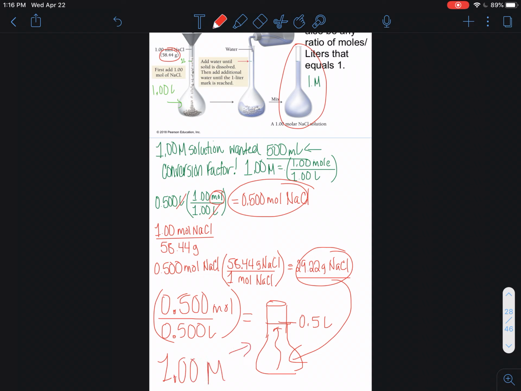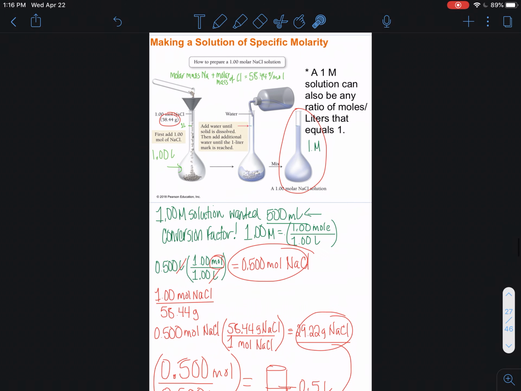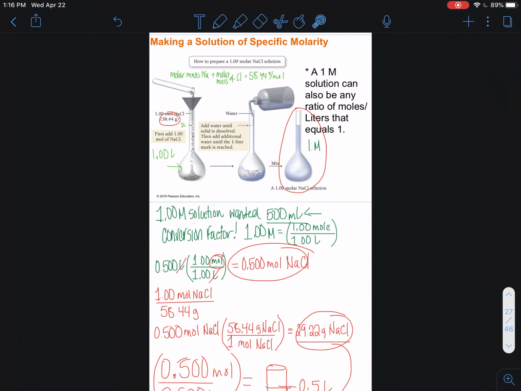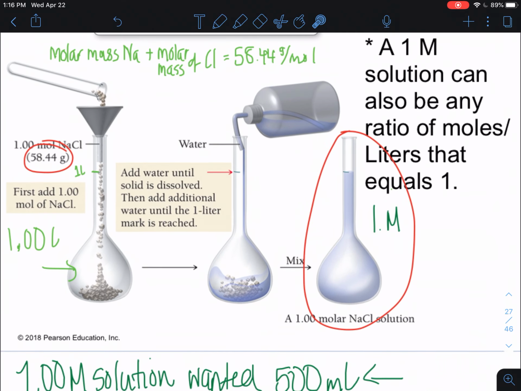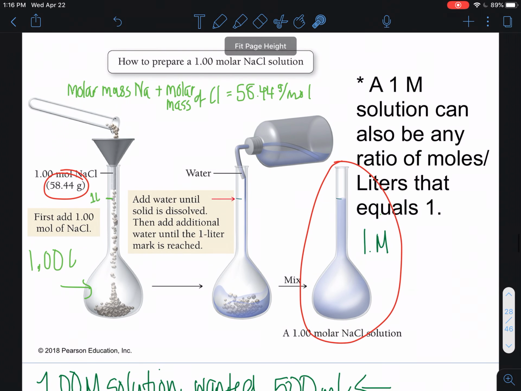So again, this whole exercise that I just did was to show you that a 1 molar solution is a ratio of moles and liters. So you can have several types of ratios, or several numbers. In this case right here, we had 1 mole of sodium chloride and 1 liter of water.